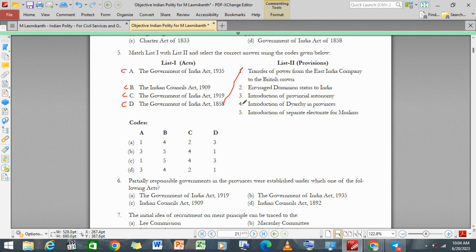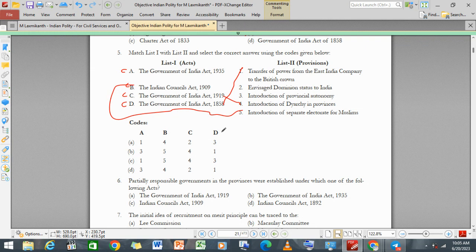Diarchy came in the Government of India Act of 1919, right? And this 1909, in this 1909, five, yes, introduction of separate electorate, right? This B is 5. All right, B is 5.